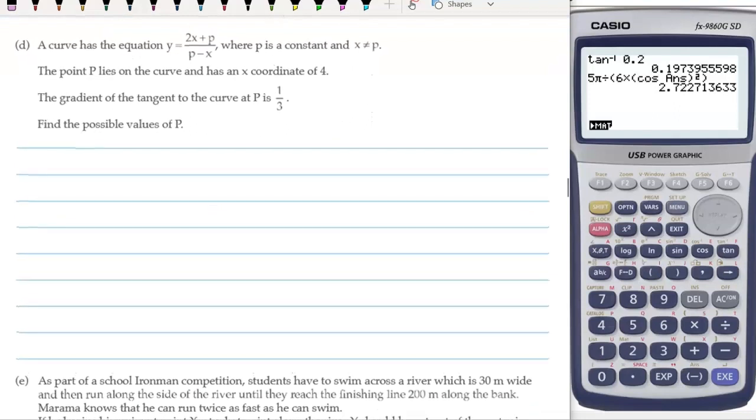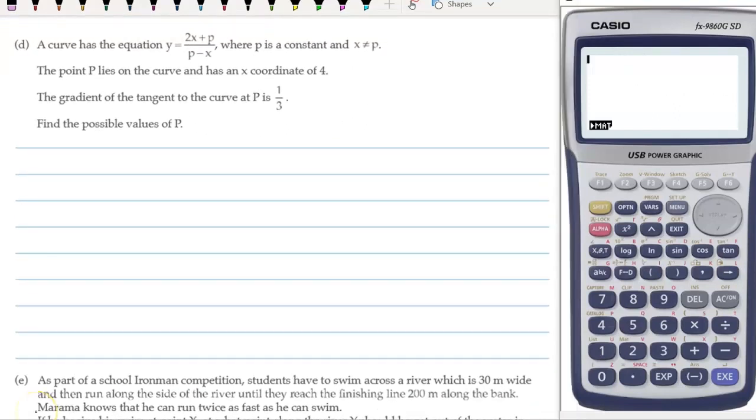Okay, part D. Quite a bit going on. Not straightforward to imagine, but we have a curve. We've got the equation of the curve just here. We're told that we have a point on the curve that has an x-coordinate of 4. The gradient of the tangent at that point is 1/3. So when x is 4, the gradient is 1/3, and we want to find the possible values of p.